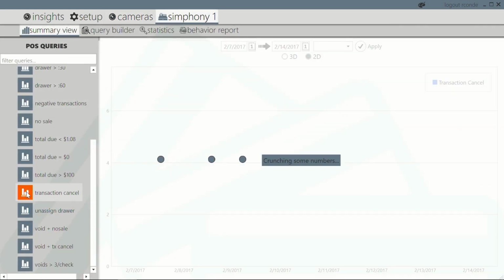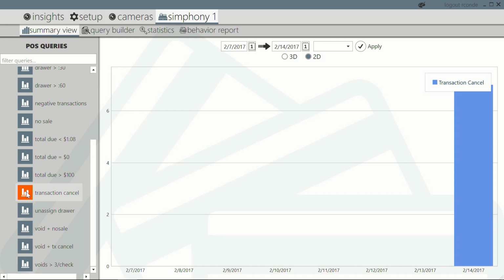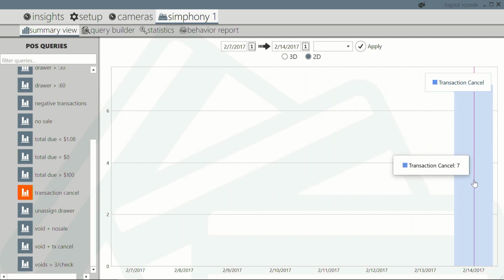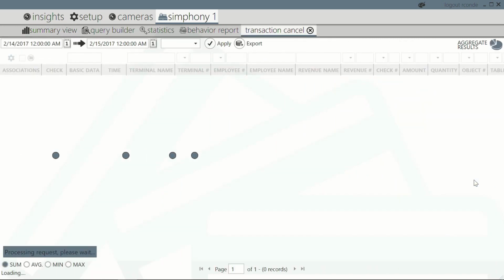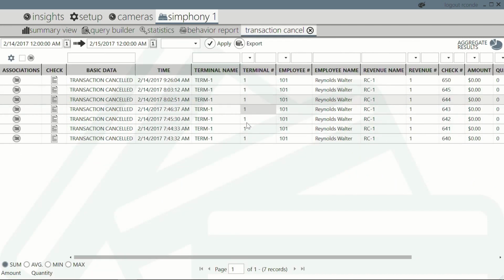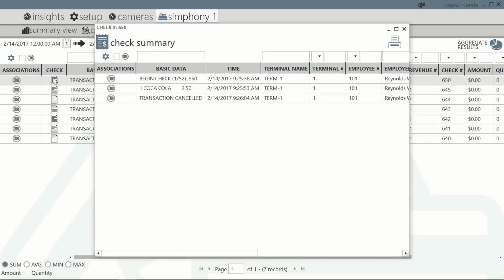And like I said, everyone should have these queries in your system. If you don't, please call the investigations team or the support team. We'll be happy to log in and make sure it's working for you. So if we click on this transaction cancel, we can see we have quite a few in here. We can look at the check itself, and you can see begin check, Coca-Cola, transaction cancel.